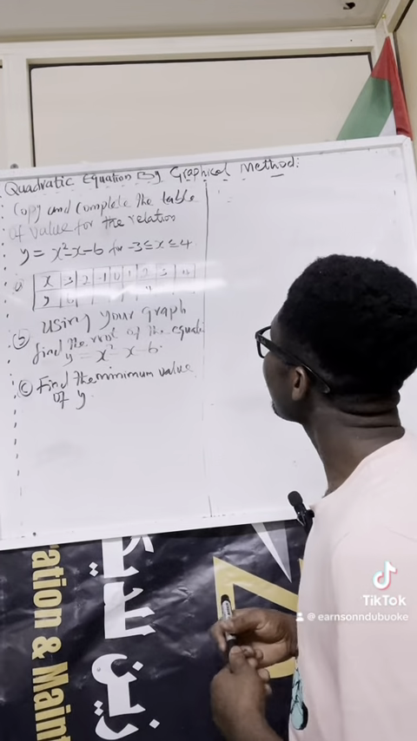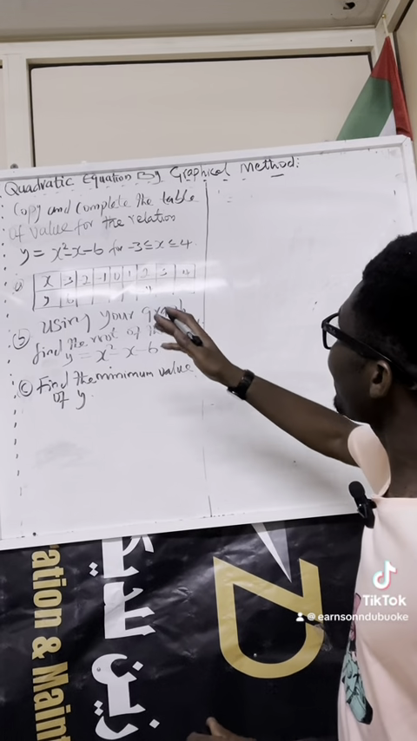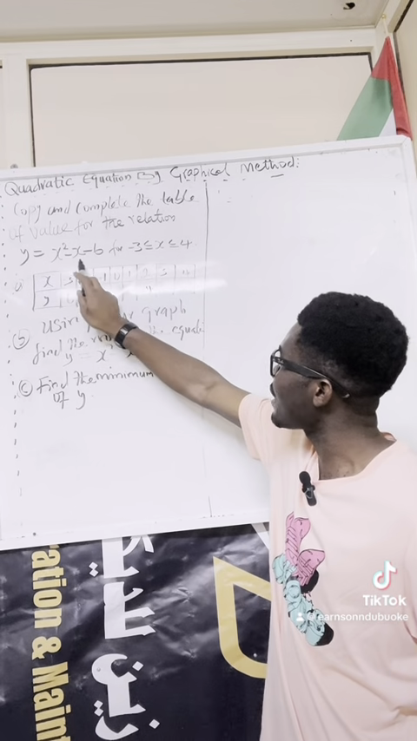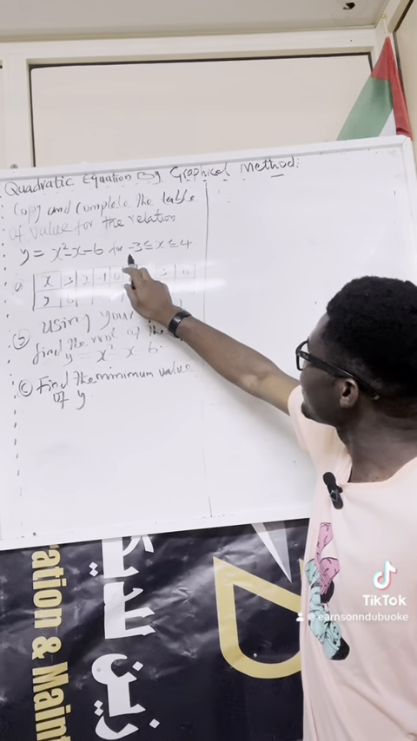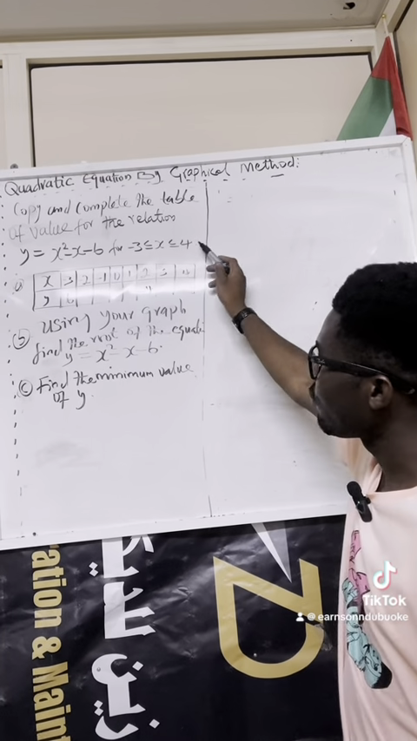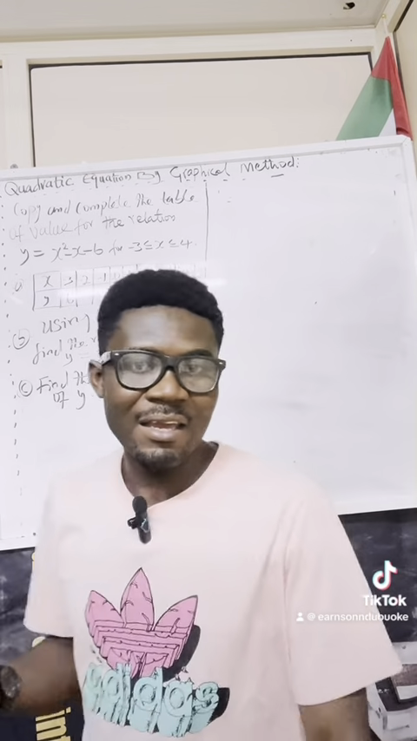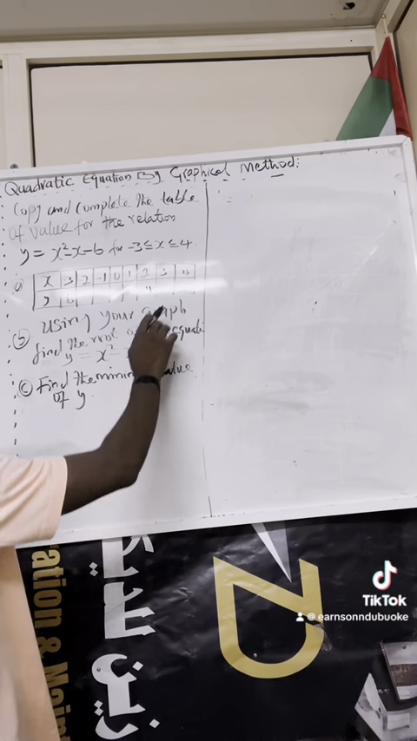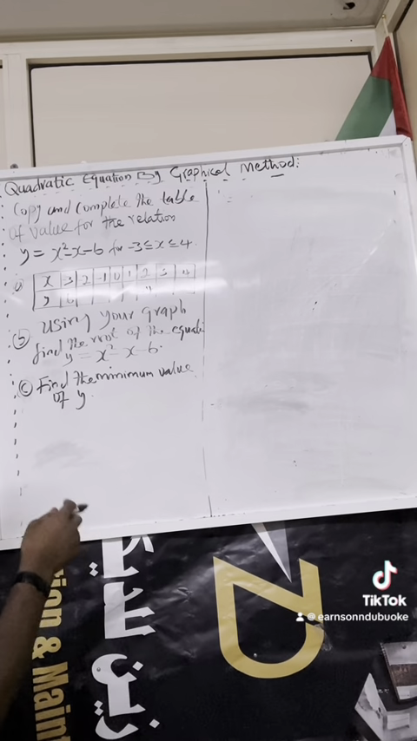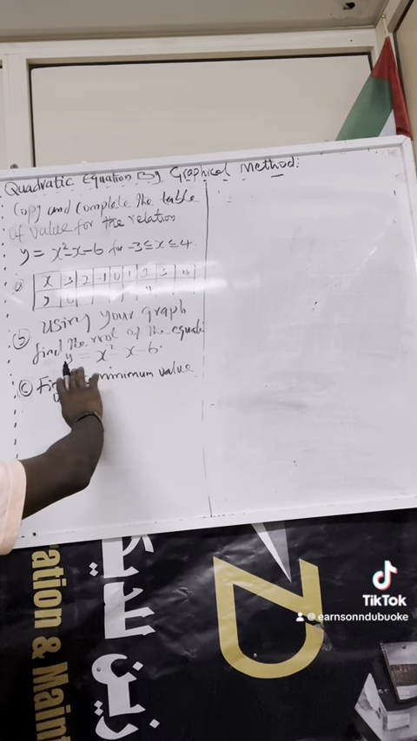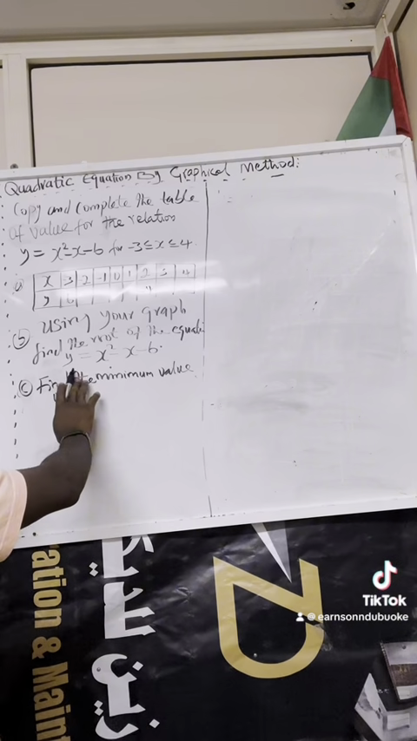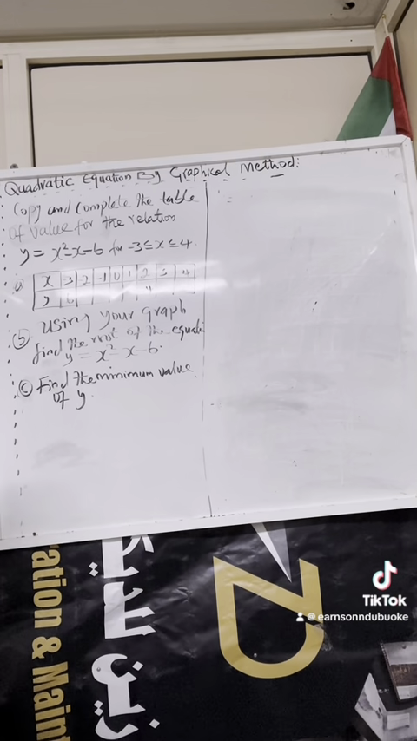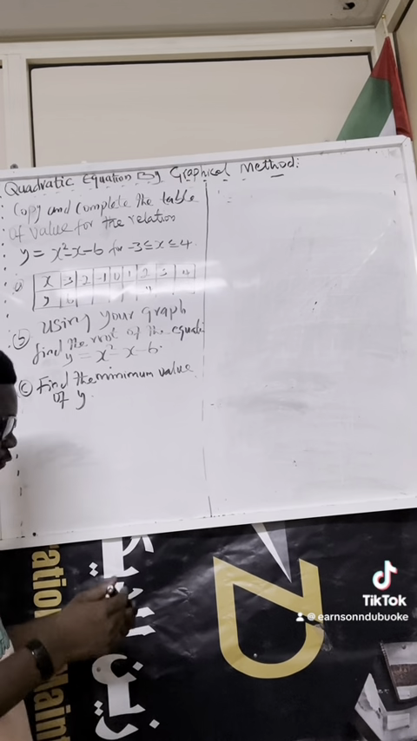And here the question says, copy and complete the table of values for the relation y equals x squared minus x minus 6, for x ranging from -3 to +4. They have also given us the values of x from -3 to 4. The second question says, using your graph, find the root of the equation y equals x squared minus x minus 6. And the last question says, find the minimum value of y.